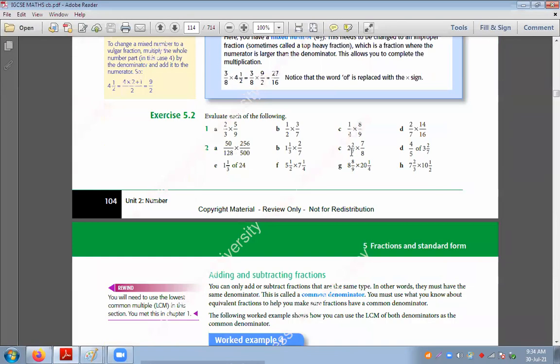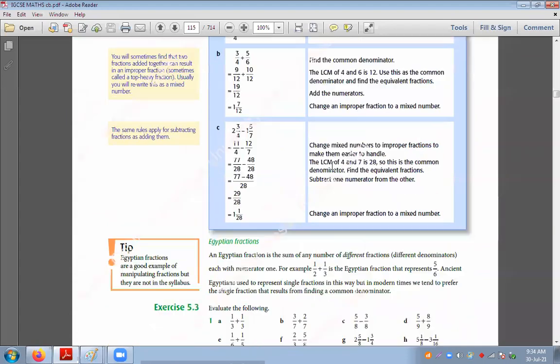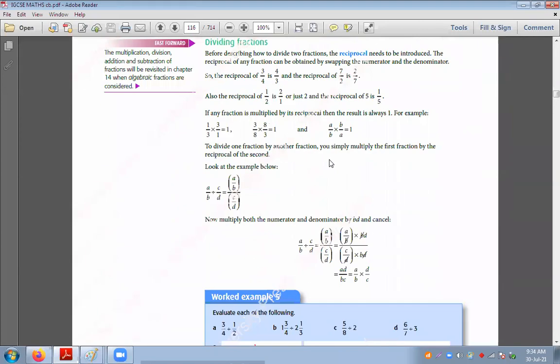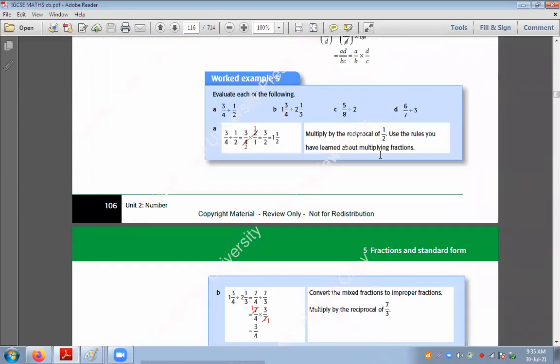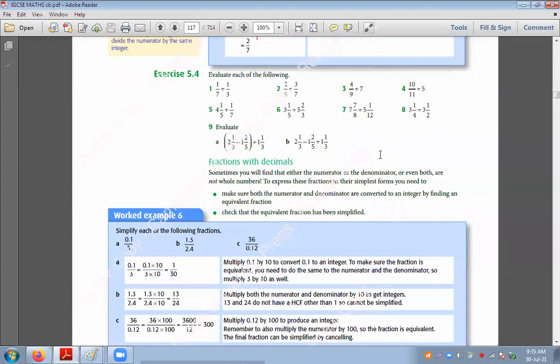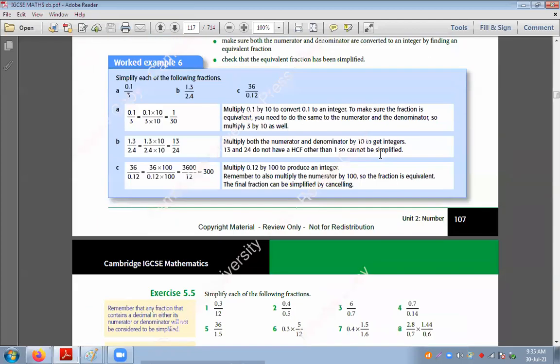Now the next exercise you will also do on your own. Evaluate each of the following, only the multiplications, in exercise 5.3, you will also do on your own. That means only addition and subtractions. So up to exercise 5.3 you will do on your own. And 5.4 is only division, addition. Up to 5.4.